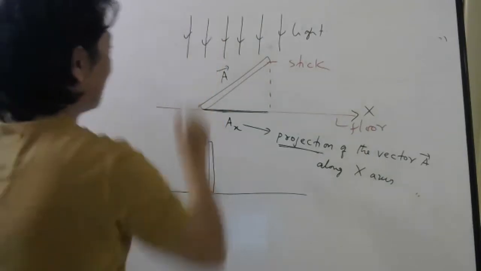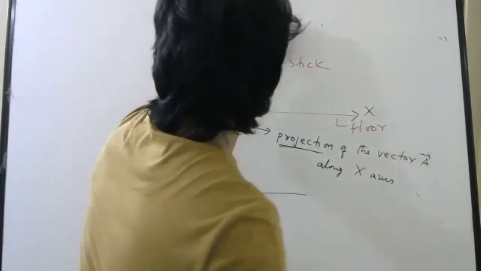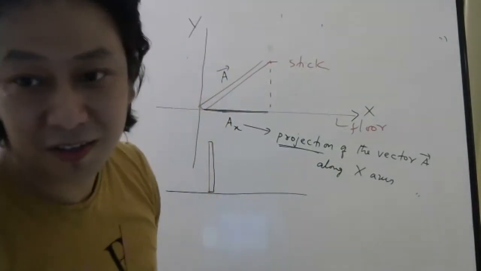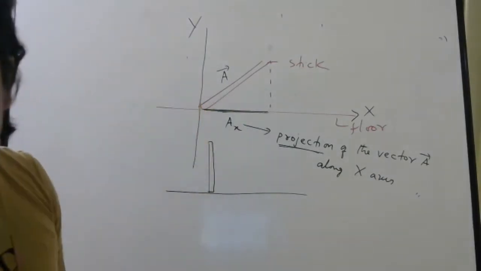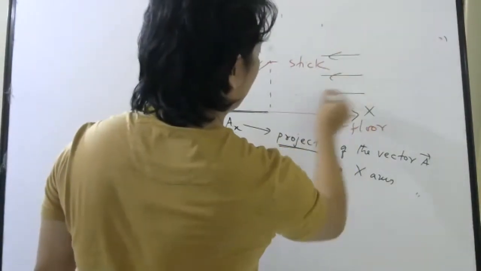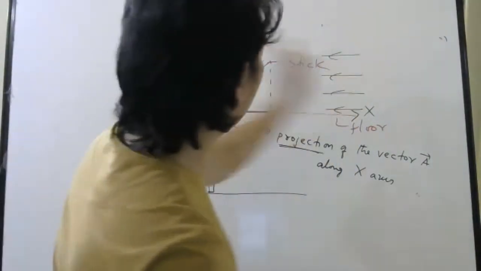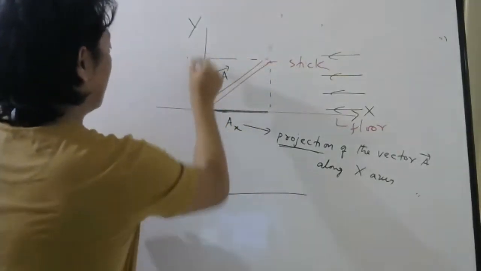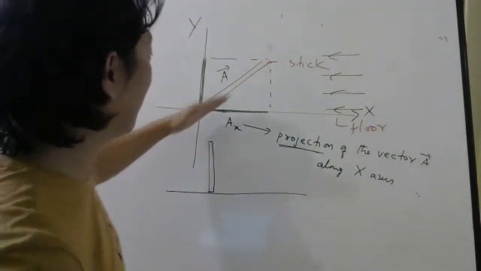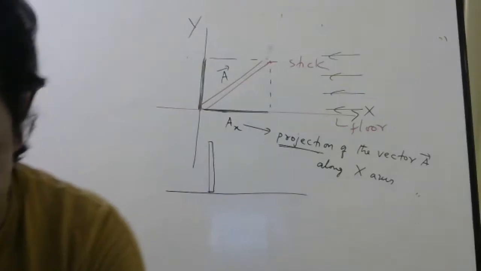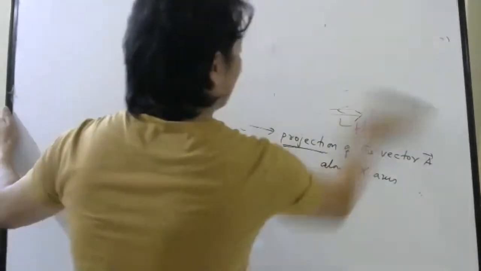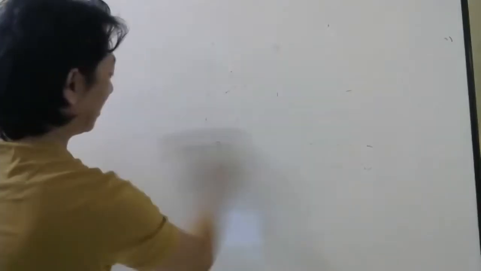Then along the y-axis, suppose you want the projection along the y-axis. To find the shadow here, what will you do? You will shine light this way. So if you shine light this way, you will get a shadow here. And basically those shadows are the components of this vector along the x-axis and y-axis. But that time we thought sir had gone mad.